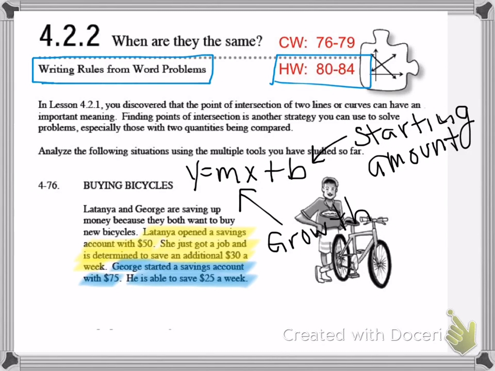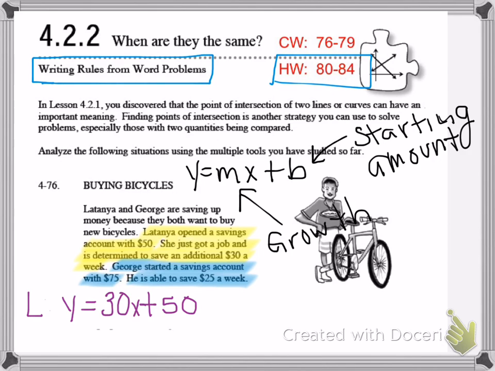So when we take a look at Latanya first, she opened a savings account with $50. Now, is that $50 going to be her starting amount or her growth? The correct answer is that's going to be her starting amount. That's how much she is going to open up her savings account with, so that's going to be my b value. She got a job and is determined to save an additional $30 per week. So each week she's adding an additional $30. That's what she's growing by, so that's going to be my m value.